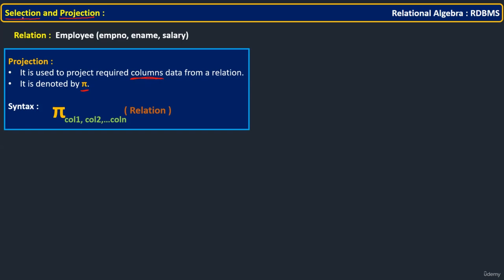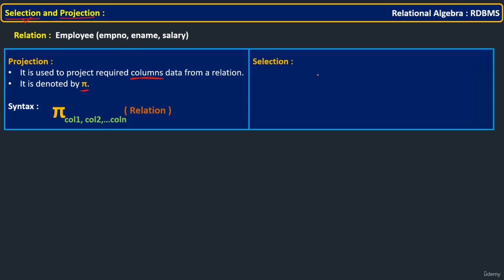Now let us see the selection part also, then we will see some examples together. Selection is quite the opposite: it is for selecting the rows. In SQL, to select rows we use the where clause. The where clause is for filtering the rows and the select clause is for filtering the columns. So projection is like the select statement in SQL, and selection is like the where clause in SQL. Just remember it that way, then things become very easy.